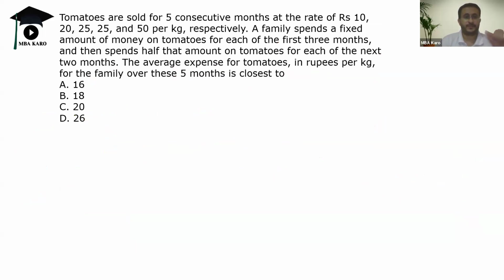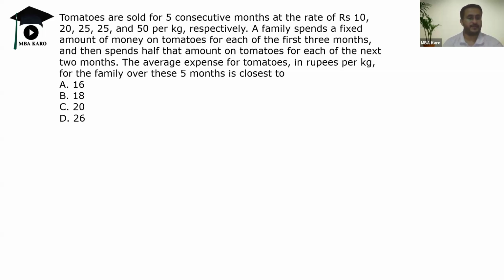Okay, so let's see the next one. Tomatoes are sold for 5 consecutive months at the rate of 10 rupees, 20 rupees, 25, 25 and 50 per kg. We are given that a family spends a fixed amount of money on tomatoes for each of the first 3 months and then spends half that amount on tomatoes for each of the next 2 months. The average expense per kg is closest to how much? So that's the question.